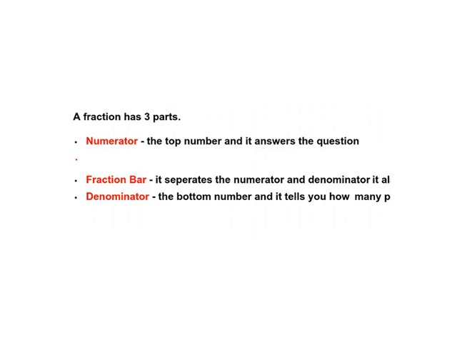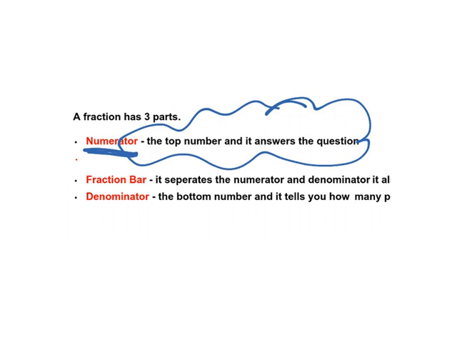So let's move on. We've talked a lot about this throughout the year, but a numerator is the top number. It answers the question. Okay, this is really important to remember. So if I were to go back to that candy bar and how much I ate, if I were to ask you how much did I eat, the question is, how much did I eat? What's the answer to my question? I had 1 piece.